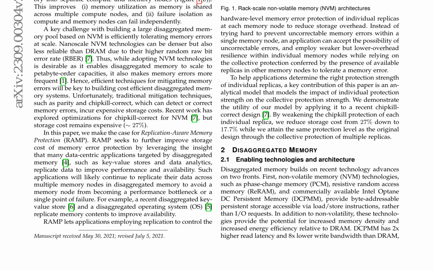RAMP allows applications to weaken the protection of individual replicas, reducing storage cost, while still realizing a strong protection target by relying on the collective protection conferred by multiple replicas.